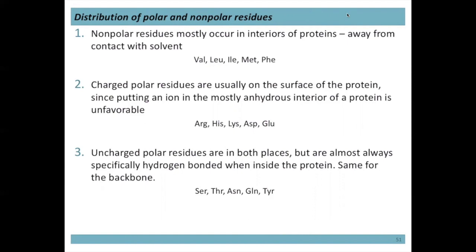Now, charged polar residues are usually on the surface, and that's because if I put a charged residue right in an anhydrous or greasy interior, that's a really high energy position. Now, we can bury these charged polar residues on the interior of a protein if they happen to be paired with an opposite charged amino acid. I believe we'll talk about that a little bit later. And then you've got these uncharged polar residues, and they occur in both places, on the surface and on the interior. If they're on the interior, then they always tend to be hydrogen bonded with something else and just not dangling out among the hydrophobic or nonpolar residues. So these tend to hydrogen bond with other residues or the backbone.